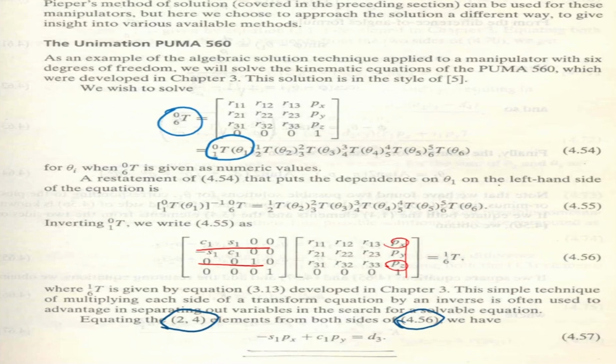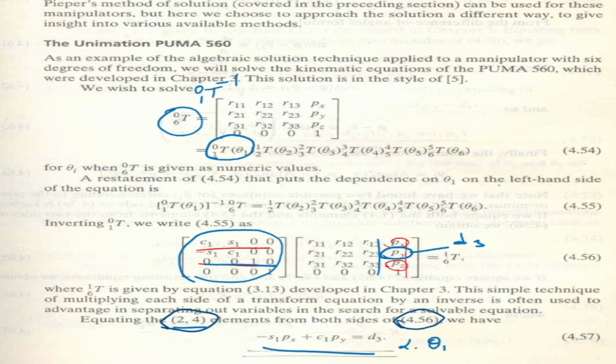So if I want to remove the variable theta 1, what I do is I multiply this with the 0 to 1 inverse, which is given here. Okay. So when I do that, what happens is this term PY has only D3. So basically I take the 2 and 4 elements. So this is 2 into 4 elements and I get one equation. And this is an equation with a variable theta 1. And then I solve for theta 1 and proceed in that order.